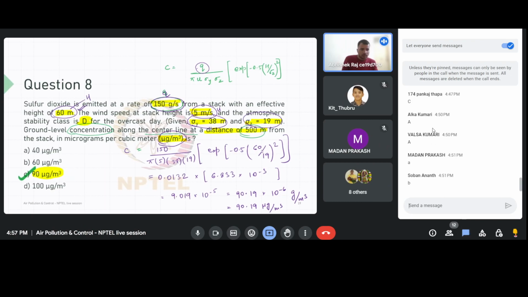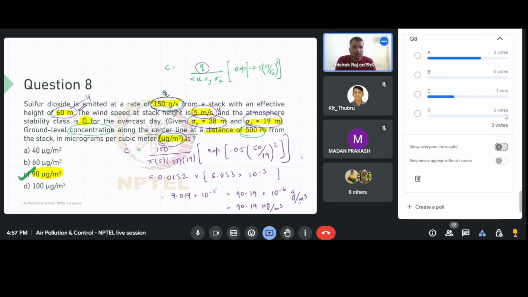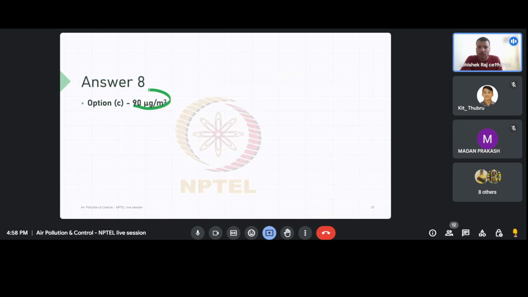So I think someone, okay, Pankaj had said option C. Okay, we have the correct answer there. I think one or two correct answers we had. So this is the equation: Q divided by pi U, product of both the standard deviations, into e power minus 0.5 h by sigma z. So we'll take the vertical standard deviation and divide h by that. Okay, so we'll move ahead. Somewhat long question. So yeah, answer is 90 micrograms per meter cube.